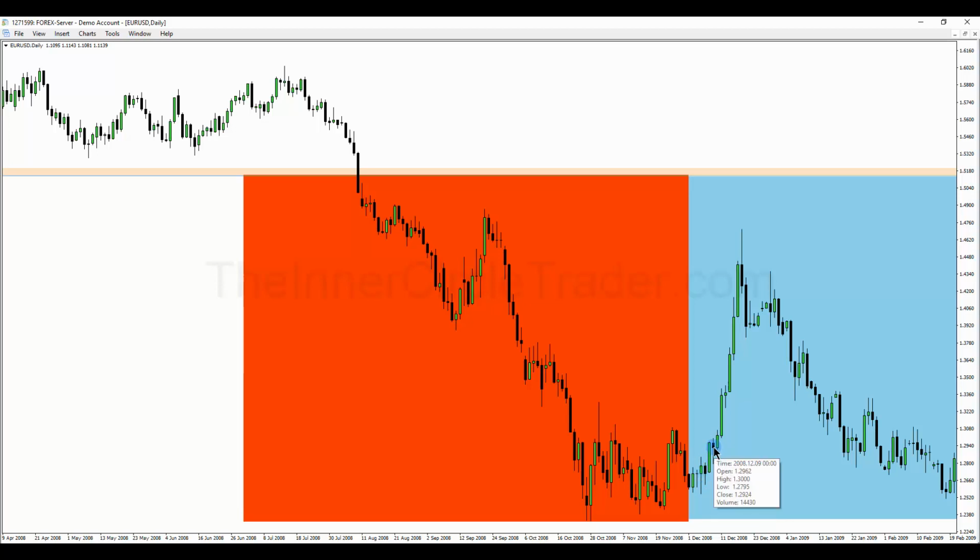High comes in at 28.02. The low on this candle comes in at 27.95 into this candle's body. Rallies all the way up into bearish order block.